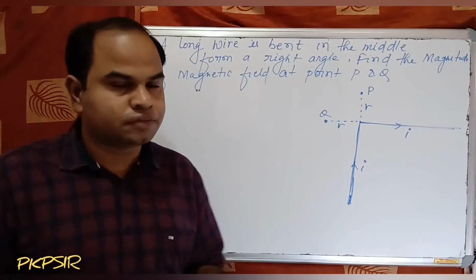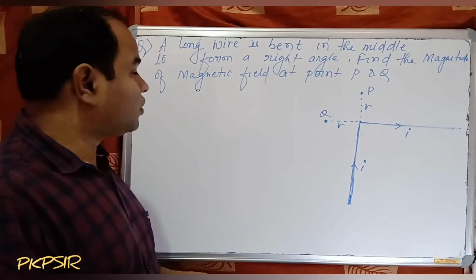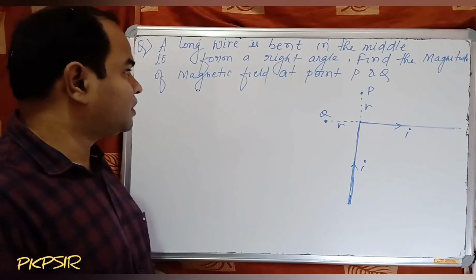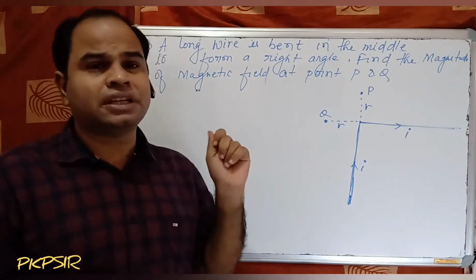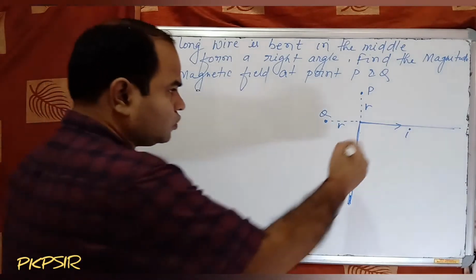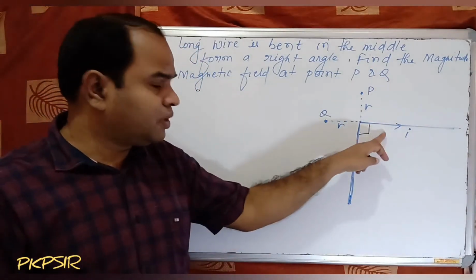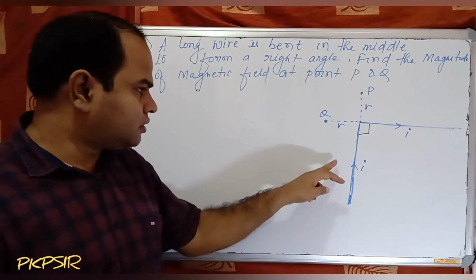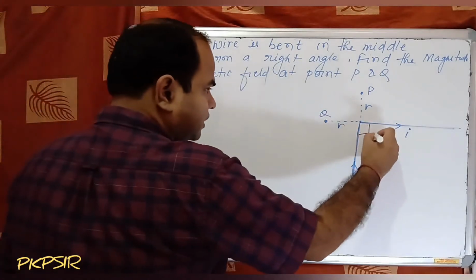The next question is, a long wire is bent in the middle to form a right angle. Find the magnitude of magnetic field at point P and Q. So a long straight, that means an infinite rod, is bent at the middle. So these two are semi-infinite. So that means these are two semi-infinite conductors and this angle is 90 degrees.